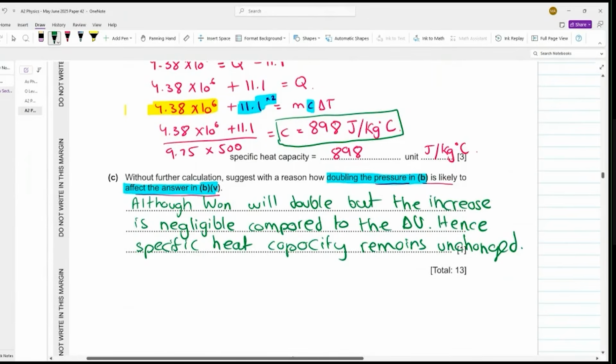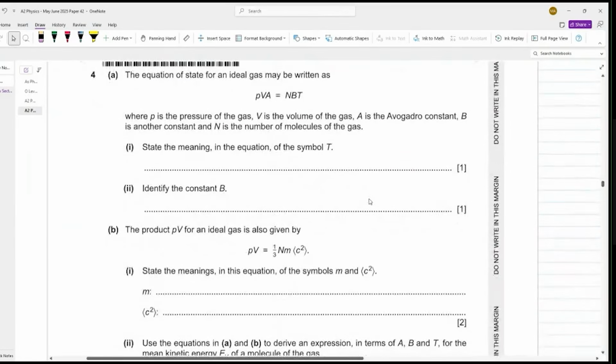Now, let's see question number 4. The equation of state for an ideal gas may be written as PV into A is equals to NBT, where P is the pressure of the gas, V is the volume of the gas, A is the Avogadro's constant, B is another constant, and N is the number of molecules of the gas. State the meaning in the equation of the symbol T. T is thermodynamic temperature. T क्या है बेटा? Thermodynamic temperature. Now you have to tell the value of B.